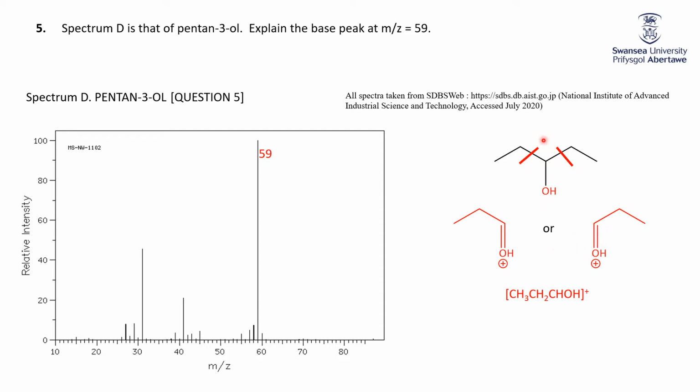So whichever one of these bonds we break, we're going to end up with CH3CH2CHOH+, which shockingly has a mass of 59. So therefore, this 59 is the peak that one would expect from breaking the bonds associated with the carbon-oxygen.